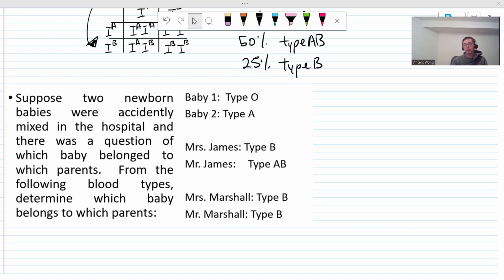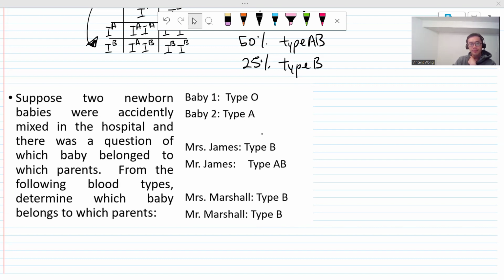Anybody? Which couple does baby one belong to? Second one. Second one, yeah.